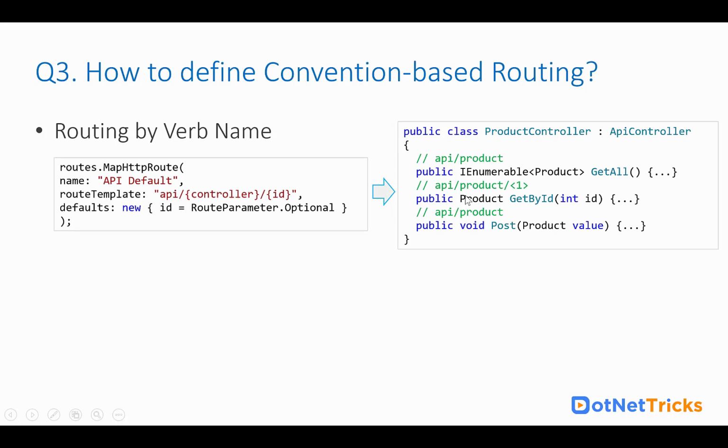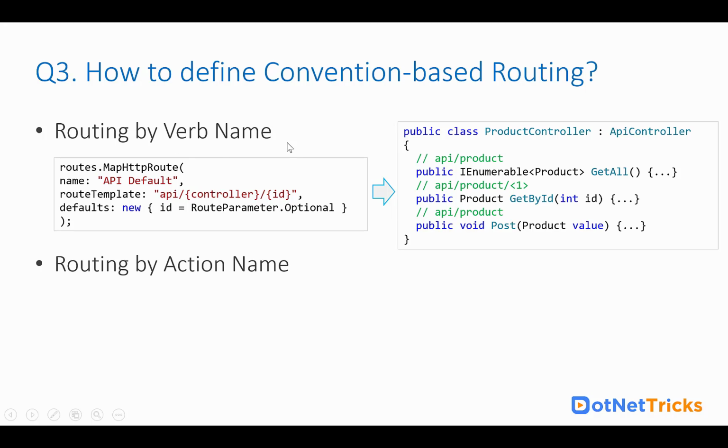For get by ID it would be API/product, then ID, then API/product. So here we don't need to mention the action name explicitly, because based upon the verb name and based upon this pattern we are just going to identify which action is going to respond to the requested URL. The second way is that we can define the routing by action name.